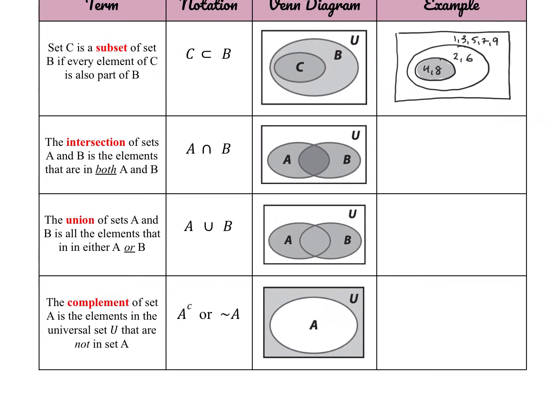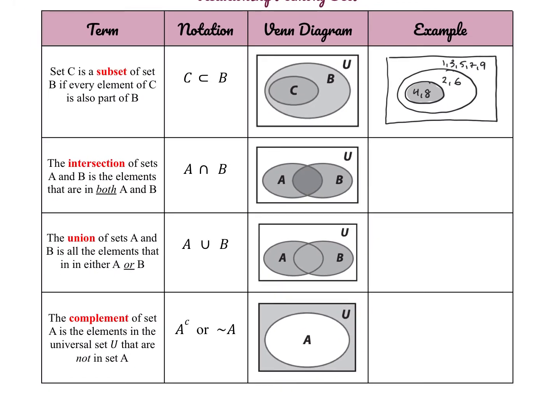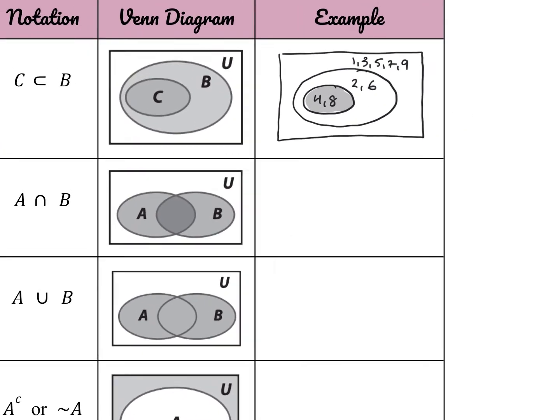Okay, let's talk about this next concept, which is the intersection of sets. So the intersection of sets A and B would be the elements that are in both A and B. So an intersection are the elements that work for both sets. And we denote it with kind of this upside down U shape. So in terms of a Venn diagram, you could see here's set A, here's set B. The intersection would be the ones that overlap that are in both.